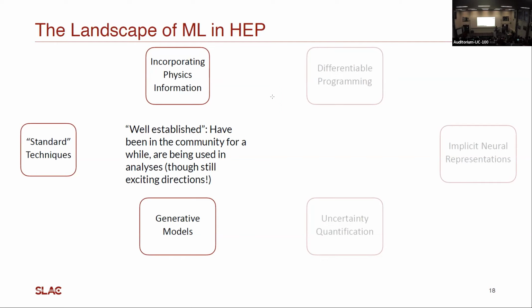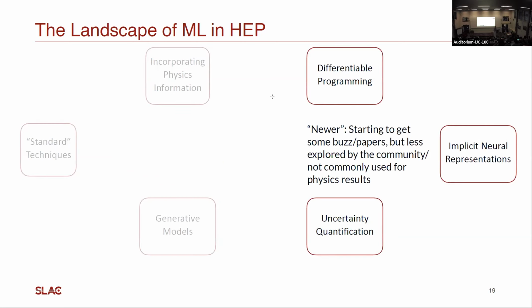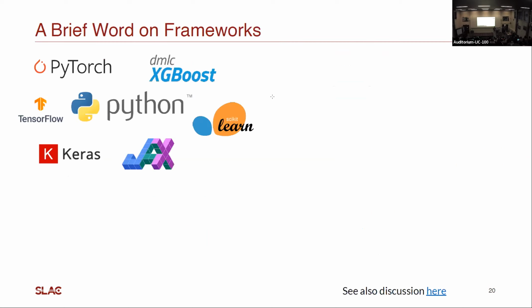And I would say that these left three areas here, incorporating physics information, the standard techniques, and generative models, these are around. People know these, people use these even, but there are still some exciting directions. But again, they're part of the community. And these right three, so differential programming, implicit neural representations, and uncertainty quantification, these are kind of newer. People are talking about them. Obviously, there are more sessions on automatic differentiation, for instance, today. But these are the things to keep in mind as the new frontiers moving forward.